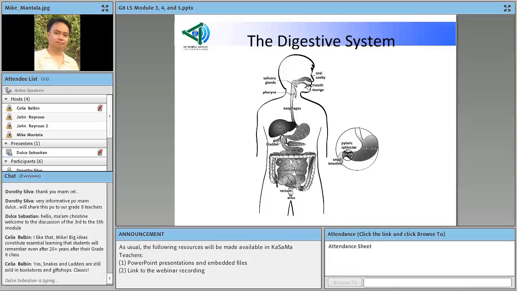In my experience, most students would just tell you that mechanical digestion takes place in the mouth and nowhere else. Okay, it's just in the mouth. They have to understand as well that churning in the stomach is also part of the whole process of mechanical digestion.